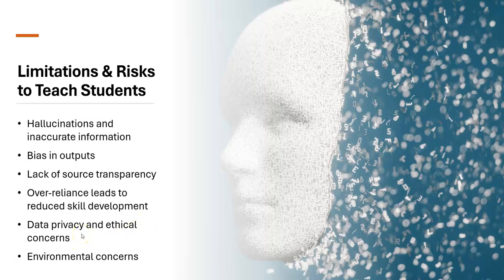There are definitely data privacy and ethical concerns. I've turned Copilot off on my computer because there's a concern about how it would access student information. And so students need to be very cautious about putting information into these databases. And then there are also environmental concerns for people who have questions about the environmental impact in terms of water use and the energy required for these data centers.